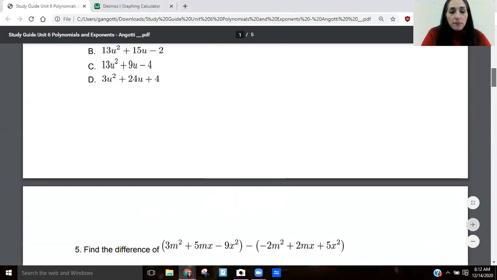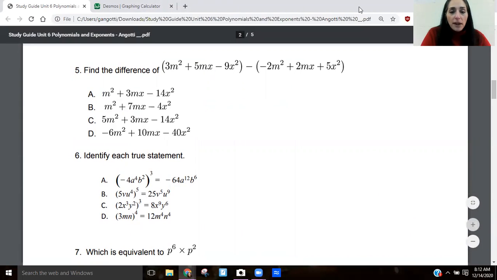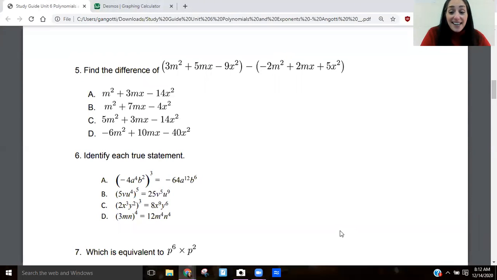Let's look at number 5. More combining like terms. Whole lot of practice combining like terms. We want to make sure you remember how to do that so you get these problems correct on the test tomorrow. This one's got a negative sign.